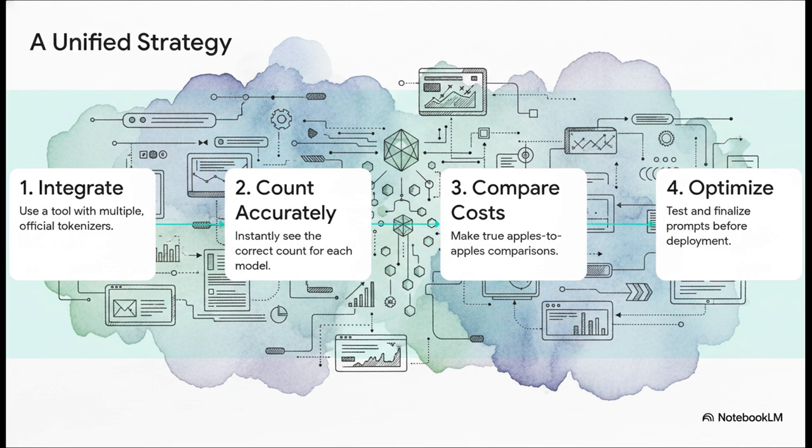The much better way to work is to use a unified strategy. You really need a tool that has all the official tokenizers integrated in one place. That way, you can paste your text once and instantly see the real, accurate count for every model, all side by side. Then you can make real apples-to-apples cost comparisons and test and lock down your prompts before you ever spend a dime on an API call.